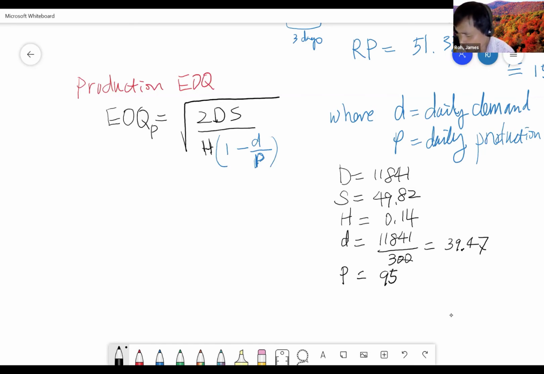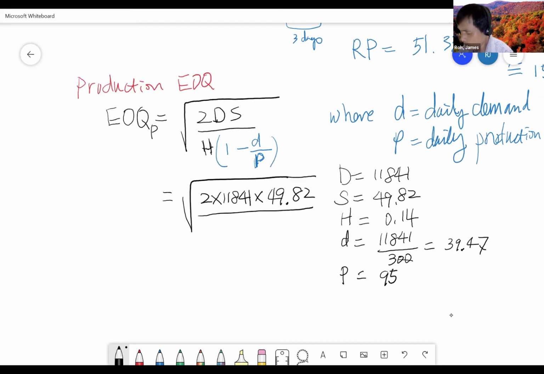So EOQP is going to be the square root of 2 times annual demand 11,841 times setup cost 49.82 divided by H, 0.14 times 1 minus D over P, 39.47 divided by P, which is 95.